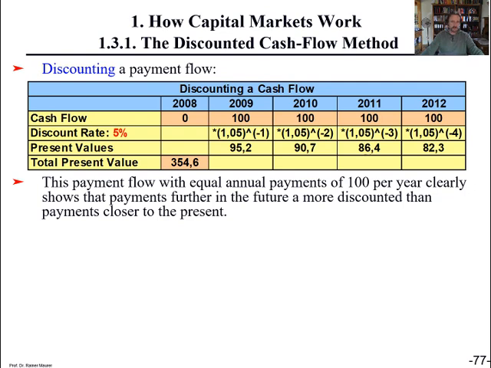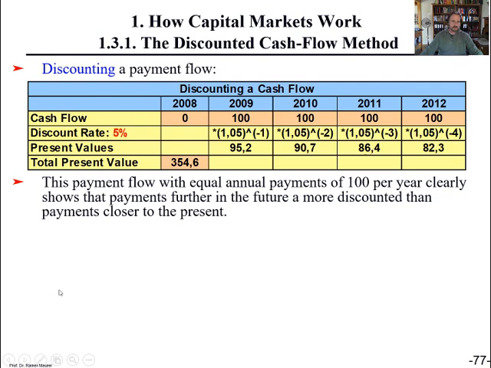The resulting present values for the various years are summed up to find the total present value of this cash flow, which is then 95.2 plus 90.7 plus 86.4 plus 82.3, and this results in the value 354.6.